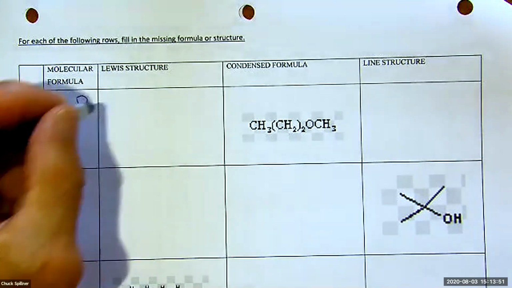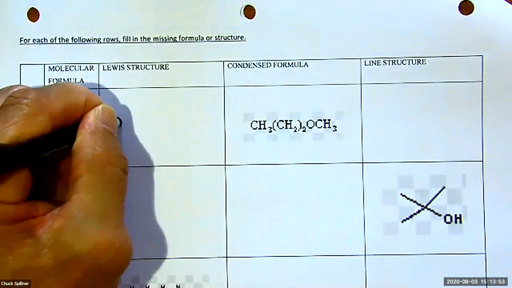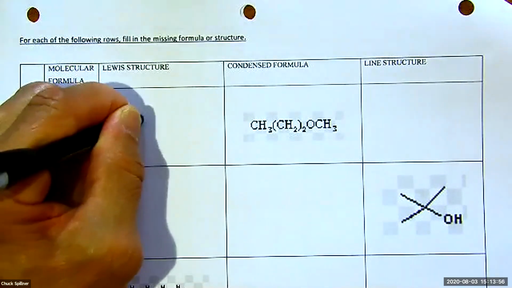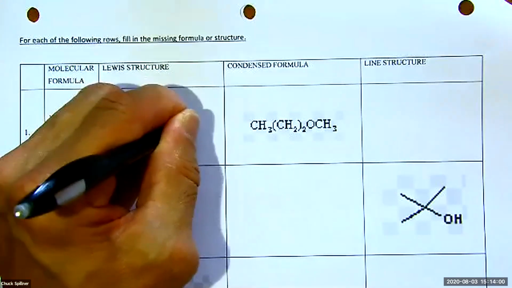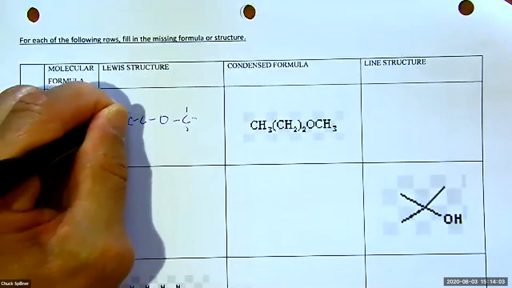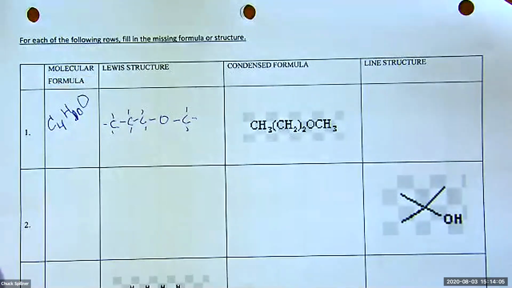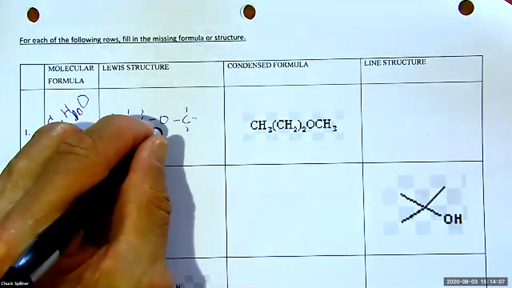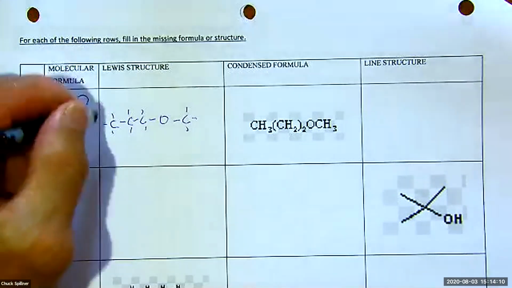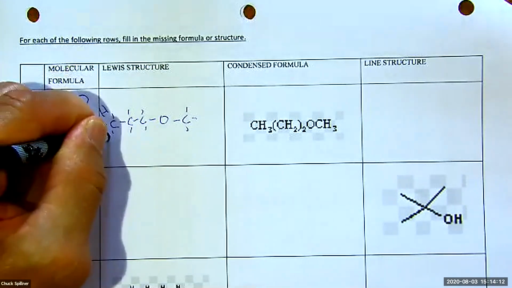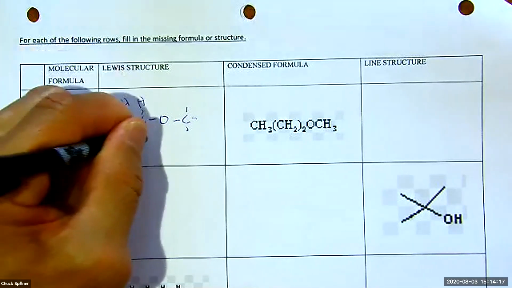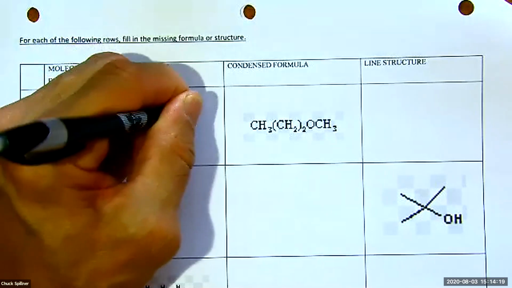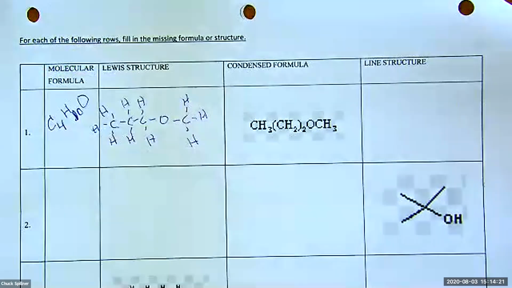So now let's write the Lewis structure. We have a carbon, and then we have 2 more carbons, and then we have an oxygen, and then we have another carbon. And every carbon has 4 bonds, so you can right away draw 4 bonds on the carbons. Every oxygen has 2 bonds, so that's okay. And then we just fill in with the hydrogens, and that's our Lewis structure for this condensed formula.